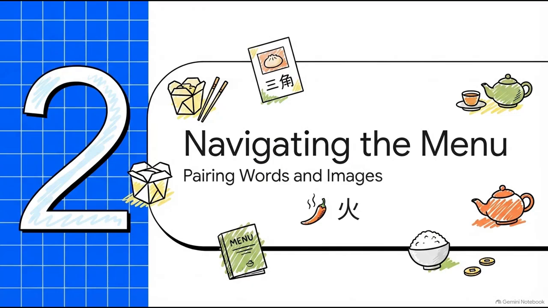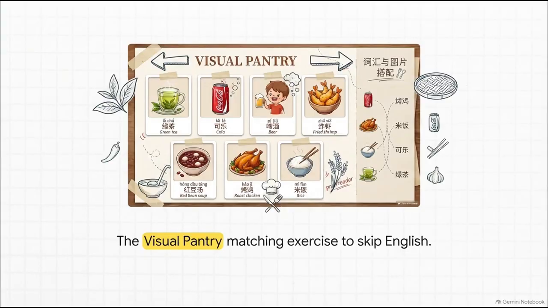Moving on to Section 2. Navigating the menu. Pairing words and images. So here we have what the source cleverly calls a visual pantry. It's a matching exercise that forces you to connect the Chinese vocabulary characters and pinyin directly to a visual representation, basically skipping the English translation entirely if possible.